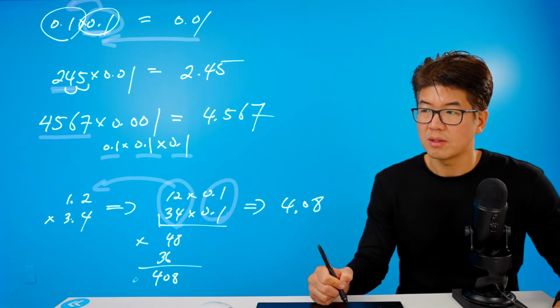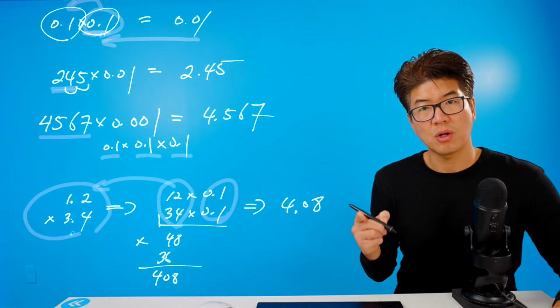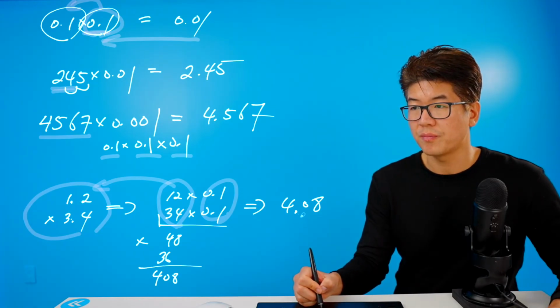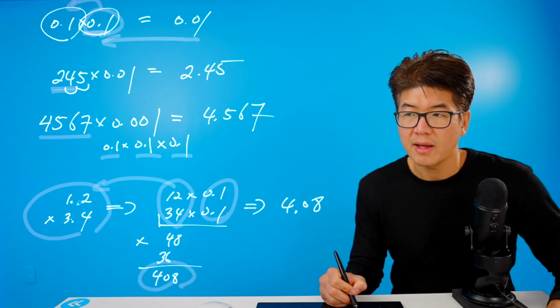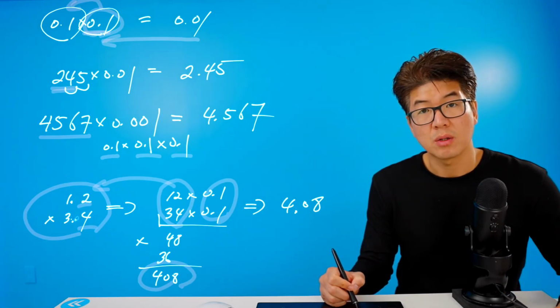4.08. So let's reflect on what happened. To multiply decimals, all you have to do is multiply the numbers, ignoring the decimal place, and add back in the amount of decimals you had originally.